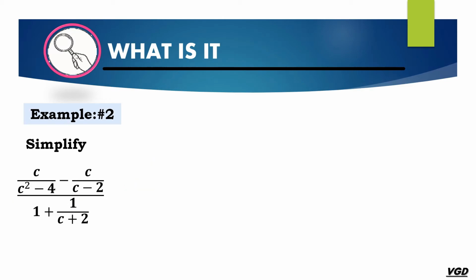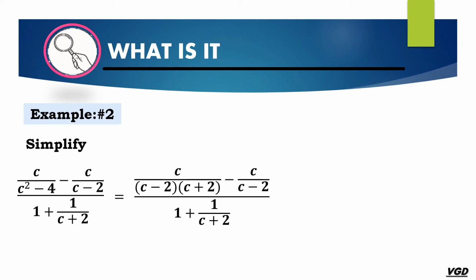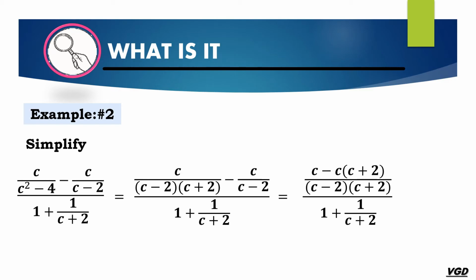Now let's evaluate first our numerator. Since our denominators are not similar, we have to get their LCD. In this case, c squared minus 4 can still be factored using the difference of two squares. So we will get c over c, the quantity of c minus 2 times the quantity of c plus 2, minus c over c minus 2, divided by 1 plus 1 over c plus 2. Our LCD is c, the quantity of c minus 2 times the quantity of c plus 2. Since the factors c minus 2 are the same, just copy that only once, so we got only one here as our LCD, and also copy the quantity of c plus 2.